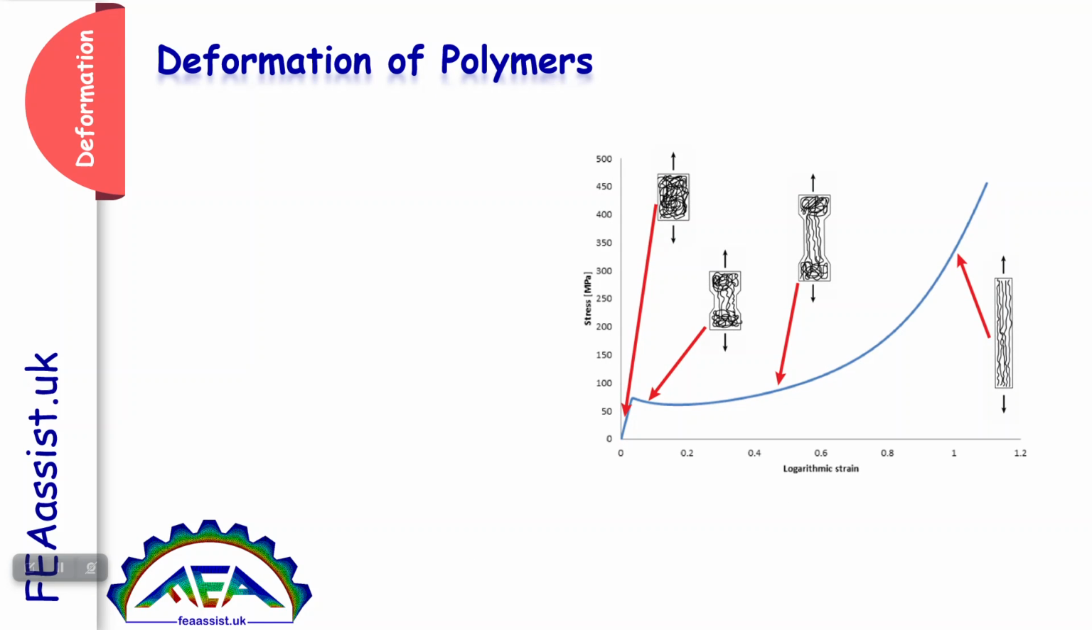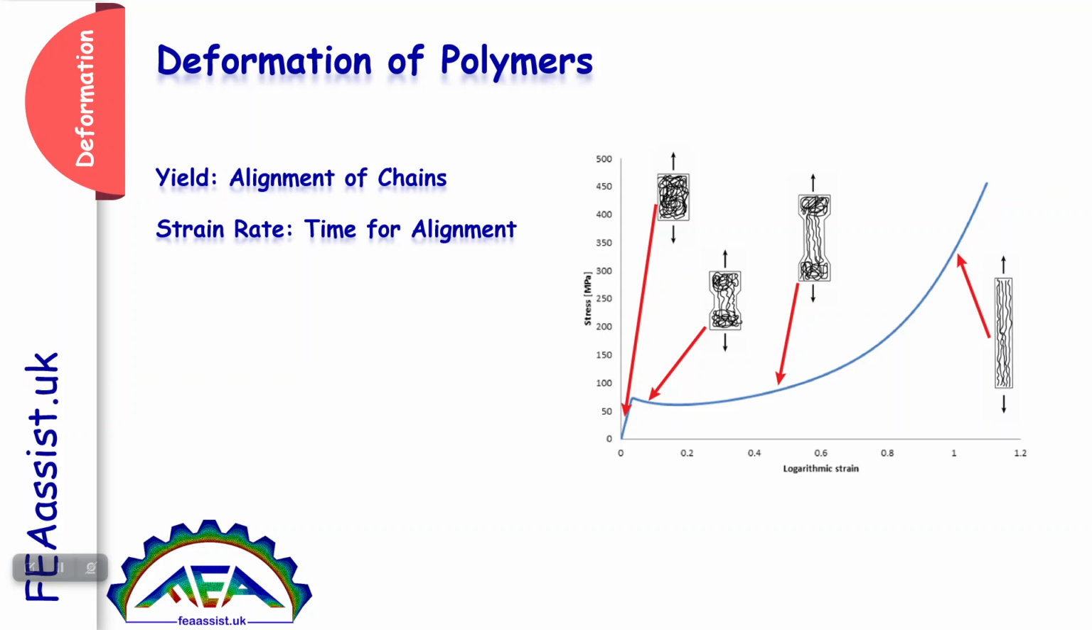The deformation in polymers: first, we have alignment of chains in the elastic domain, and then we will have yield. After yielding and starting the plastic deformation, the alignment of chains will require time, so it's a strain rate dependent deformation. In general, deformation in polymers is elastic and viscoplastic. Viscoplastic meaning time dependent.